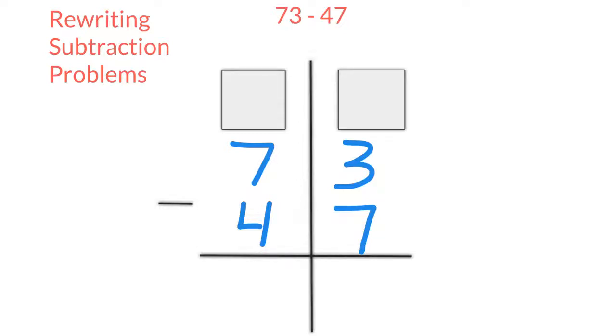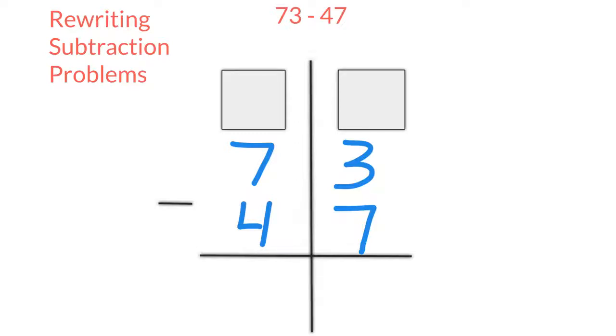So now I'm going to double check. Do I have 7 tens in my tens place? I do. 3 ones in my ones place? I do. And also check the 4 here and the 7 here. So now that we've rewritten it correctly, it is time to subtract. And this is what we've been doing in class.